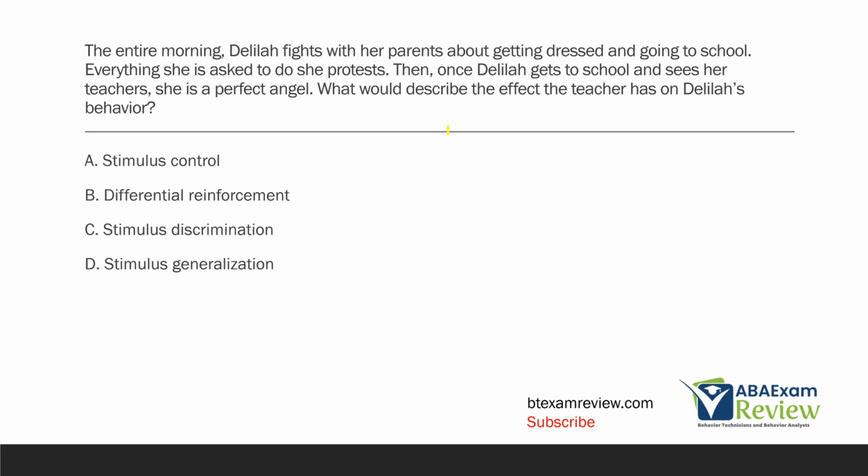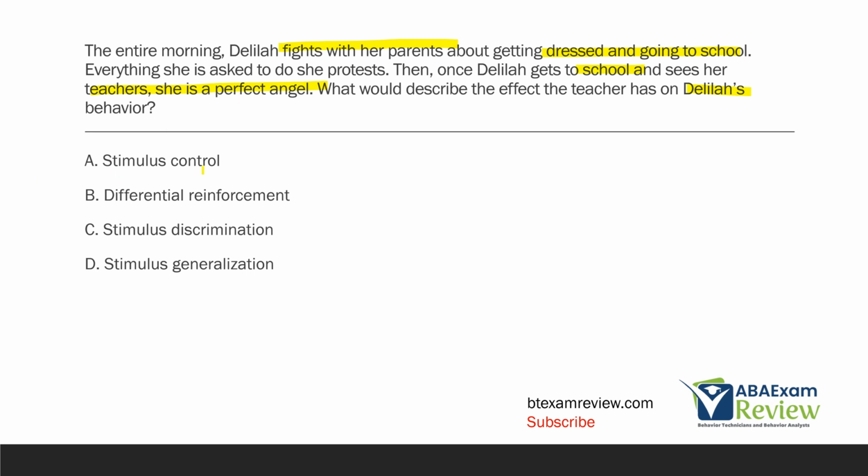This is an extremely common occurrence where we have a child acting one way in one situation and completely different in another situation. In this case, Delilah protests and fights about getting dressed and going to school. The morning is apparently a huge struggle, but once Delilah goes to school and sees the teachers, all of a sudden she's a perfect angel. What is the effect the teacher has on Delilah's behavior?